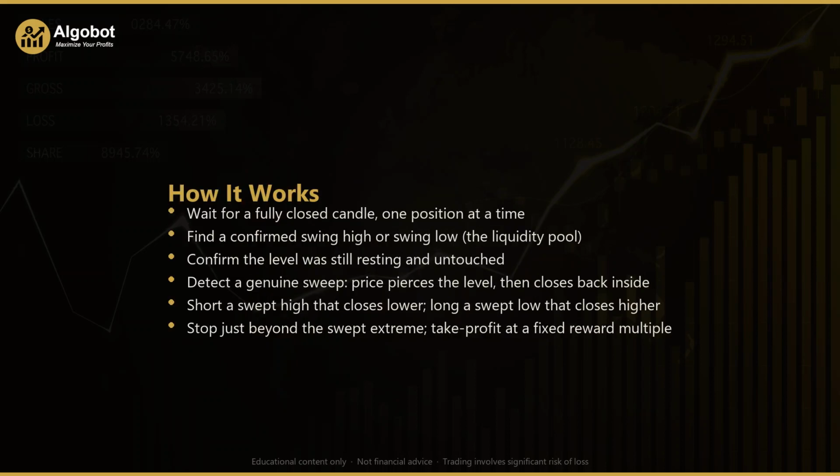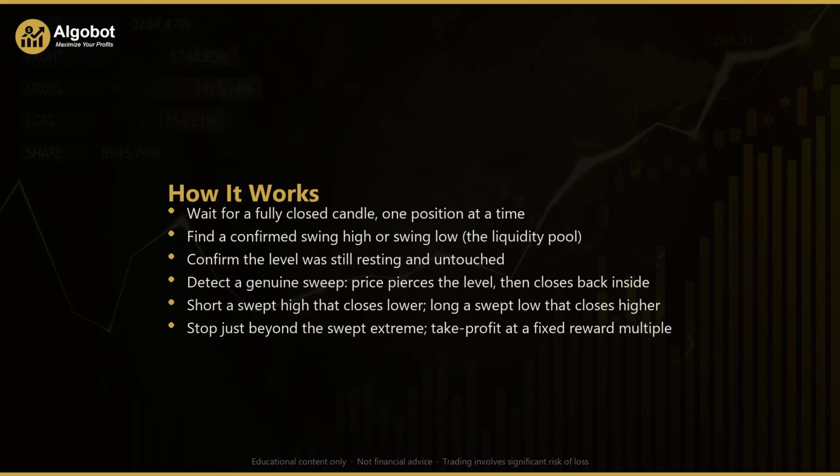First, the strategy only evaluates the market once a candle has fully closed. It watches the forming bar, and when a new bar begins, it knows the previous candle is now complete. It also allows just one open position at a time, letting the stop loss and take profit manage the exit before it considers another setup. Next, it needs enough history on the chart, so it checks that there are sufficient bars before doing anything else.